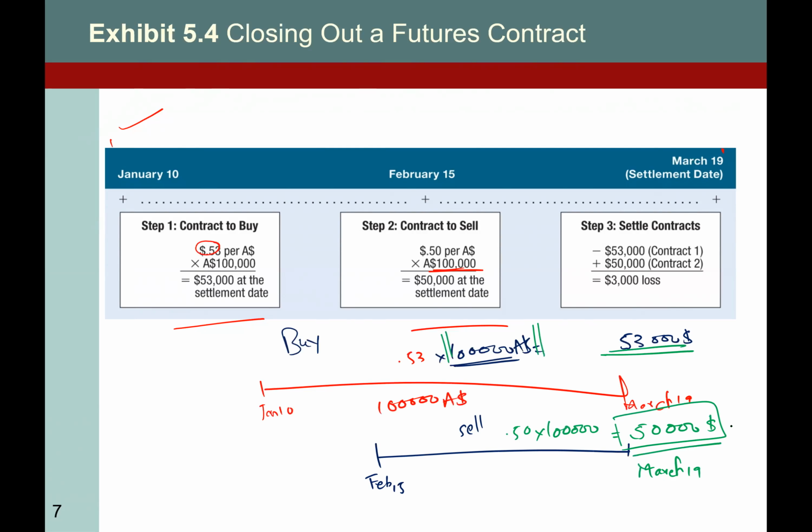So is this a situation of loss or a profit? What is the profit equation? Buy low, sell high. So in this situation, we have a loss as we buy high and sell low. So the difference is $3,000. This arrangement is going to cost you $3,000.